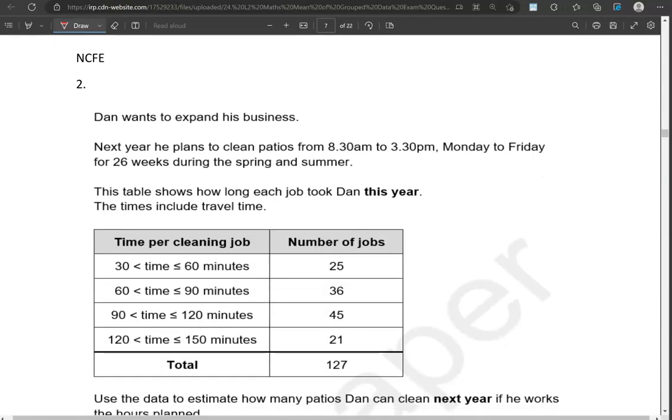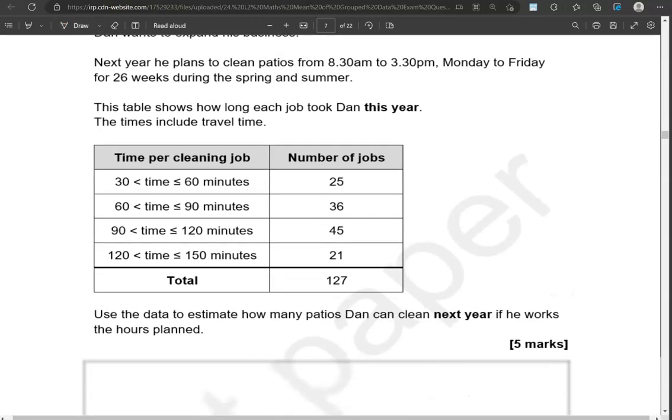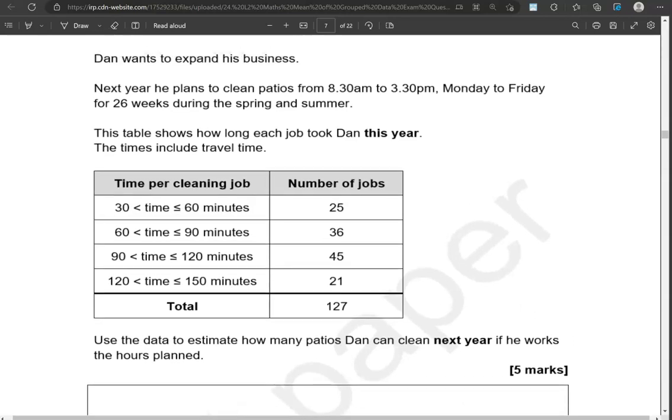Dan wants to expand his business. Next year he plans to clean patios from 8:30 a.m. to 3:30 p.m. Monday to Friday for 26 weeks during the spring and summer. This table shows how long each job took Dan this year. The times include travel time. Use the data to estimate how many patios Dan can clean next year if he works the hours planned.